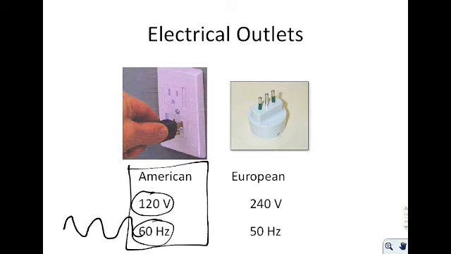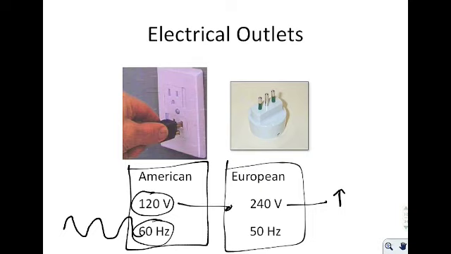Okay? And a traditional European outlet operates at 240 volts. So you can't use American devices and outlets in Europe because it operates at a different voltage. It will be a fire hazard if you were to plug an American device into a European one. But the frequencies of oscillation are different as well too. So this one is operating at 50 hertz and this one is operating at 60 hertz.